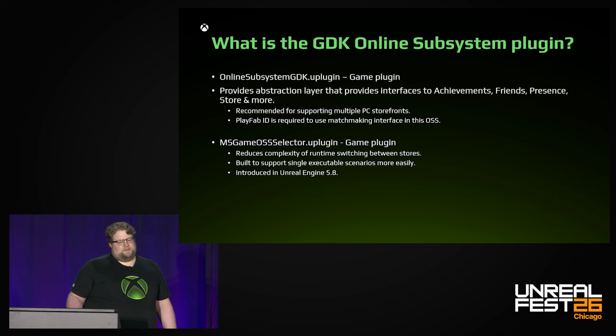Additionally, the Online Subsystem Selector GDK plugin, which is new and introduced in Unreal Engine 5.8, is an optional plugin that can help support a single executable scenario to better allow for switching between online subsystems at runtime.